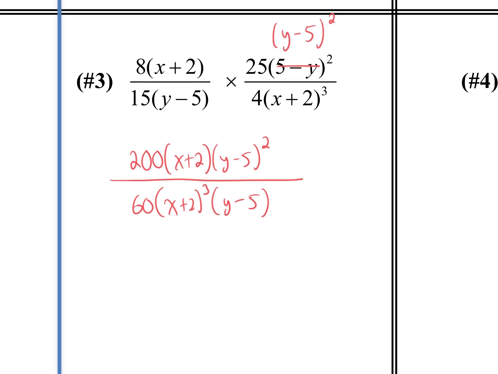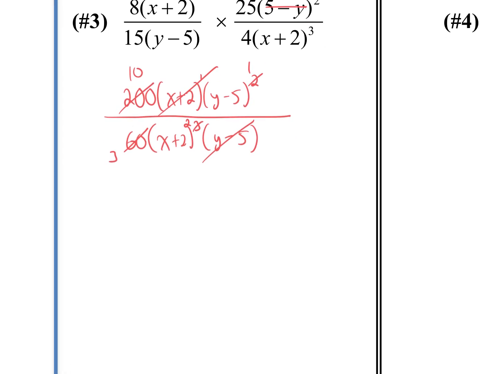So how many times does 20 go into 60? It's going to be 3. How many times does 20 go into 200? It's going to be 10. And then how many x plus 2's are going to cancel? Well, we have 1 on top and 3 on the bottom, so 1 is going to cancel, and we're going to have 2 left on the bottom. How many y minus 5's are going to cancel? Well, we have 1 on the bottom, so it's going to cancel out, taking away 1 from the top. So now we have 10 times y minus 5, all over 3 times x plus 2 squared.